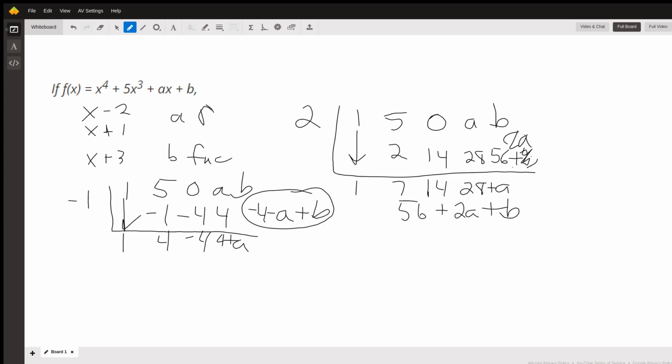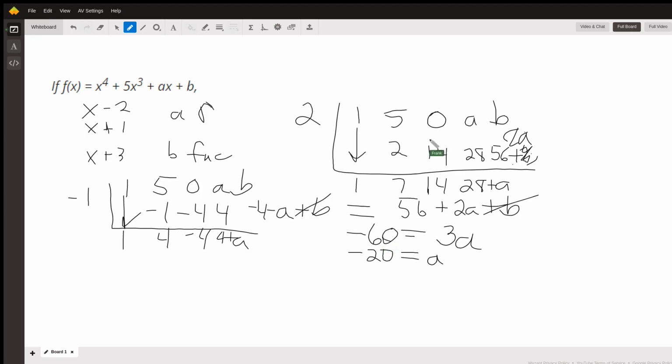So these two things have to be equal. It says negative 4 minus a plus b equals 56 plus 2a plus b. So let's see, the b's are going to cancel because I'll subtract b from both sides. And then I will add a to both sides. That's 3a. And I will subtract 56 from both sides. Negative 4 minus 56 is negative 60. So a equals negative 20, because 3 times negative 20 is negative 60.